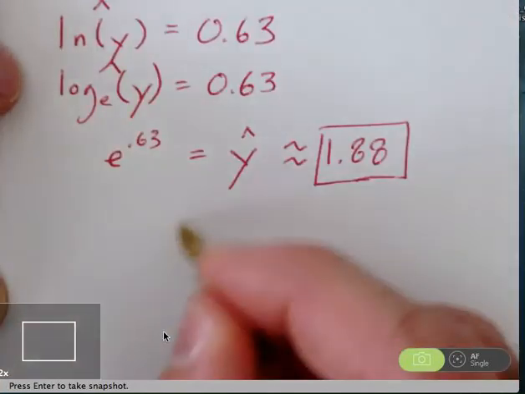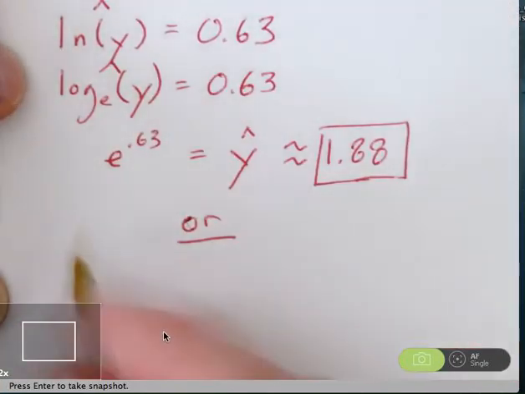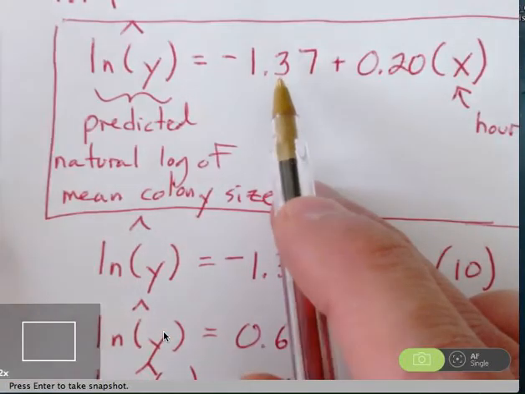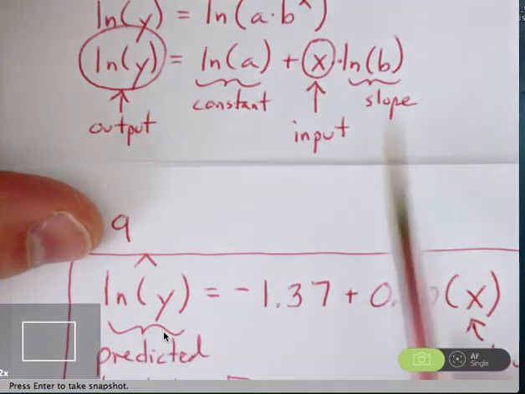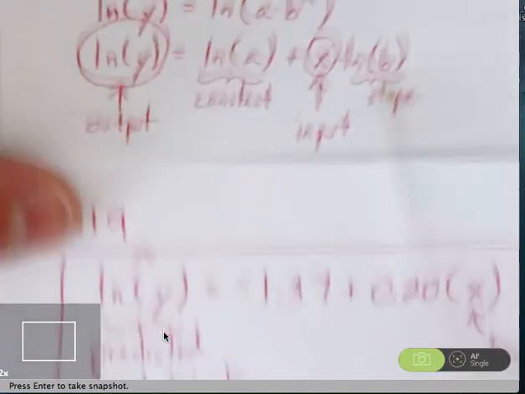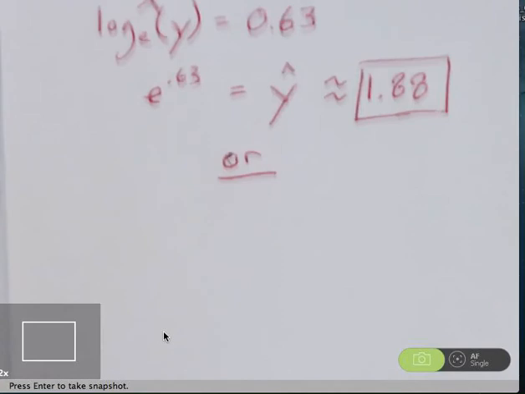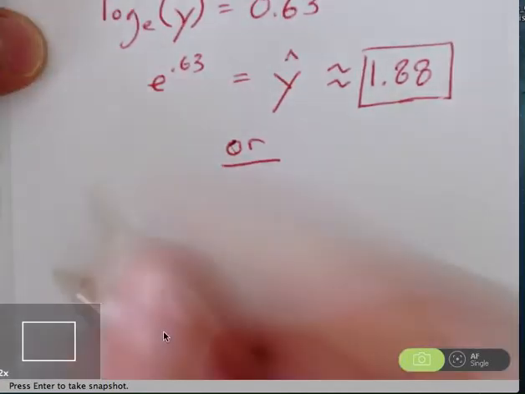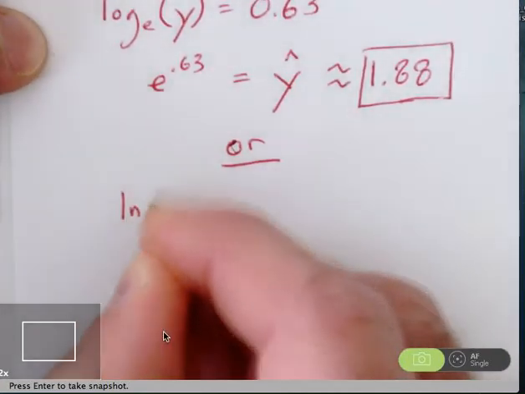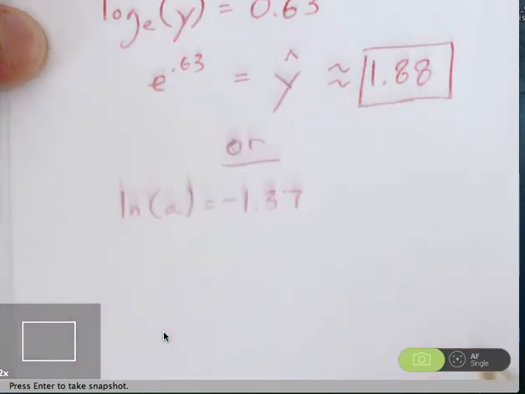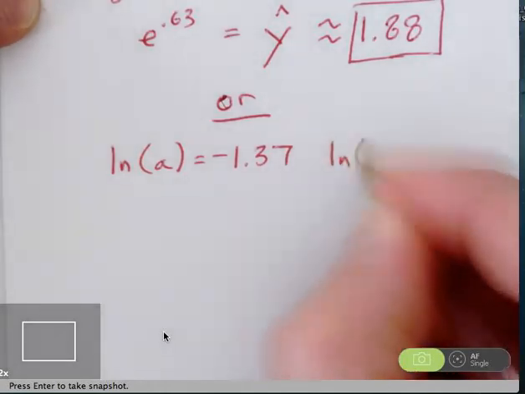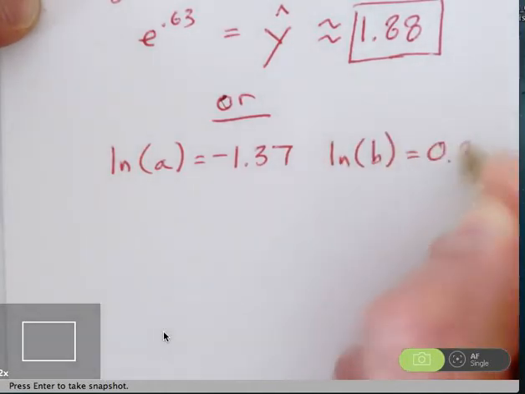So if you wanted to do it this way, you could do the following. I know that the constant, the negative 1.37, is the natural log of A. There it is. And I know that the slope, the 0.20, is the natural log of B. So I could find A and B and actually create this as an exponential model if I wanted to. So the natural log of A is negative 1.37. And then the natural log of B that I need to find is 0.20.